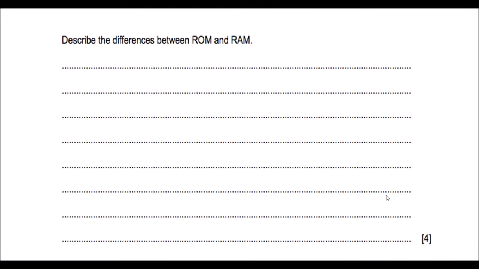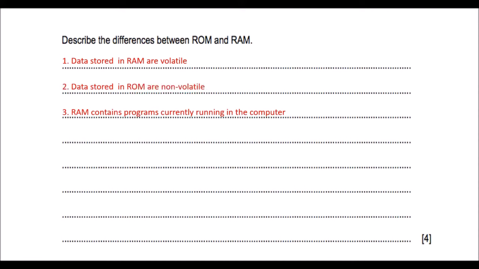Now, this one says, describe the differences between ROM and RAM. We just discussed that one earlier. Data stored in RAM are volatile. Why? RAM contains programs currently running in the computer. Then we say that data stored in the ROM are non-volatile. Another thing you can say is ROM contains BIOS or startup instructions. You see, just as simple, 4 marks means 4 points.